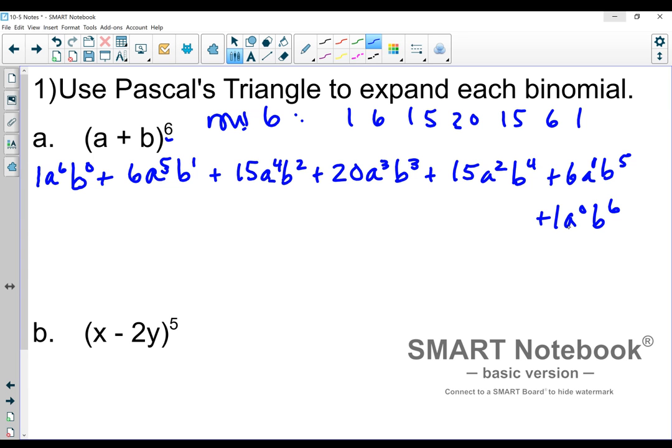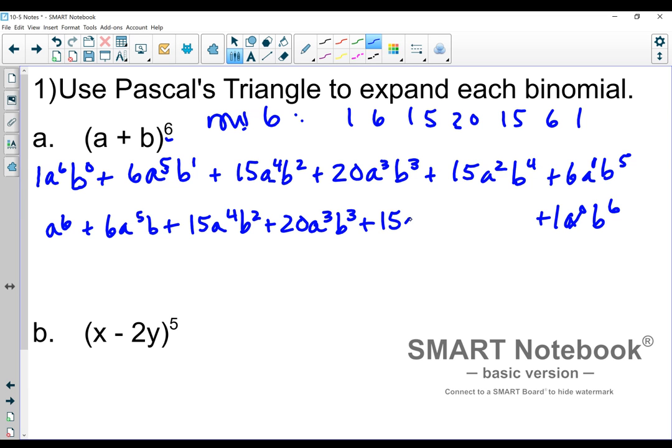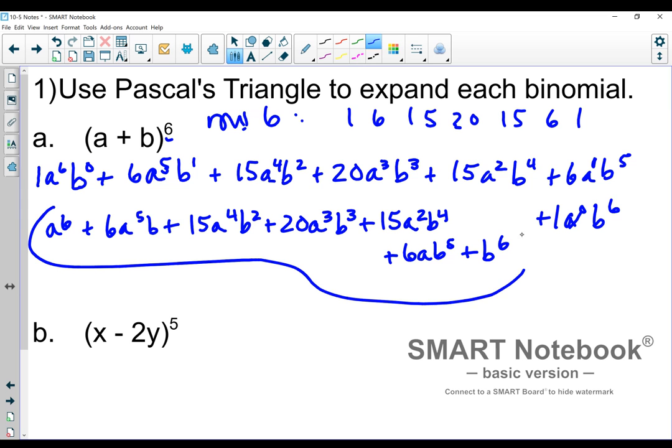And all of a sudden my marker's not writing. A to the 6th, there we go. Plus 6a to the 5th times just b, plus 15 a to the 4th b squared, plus 20 a cubed b cubed. I'm trying to write really small and fit it into one line, plus 15 a squared b to the 4th. Next line down, plus 6 ab to the 5th, and plus b to the 6th. So that's going to be our final simplified answer.